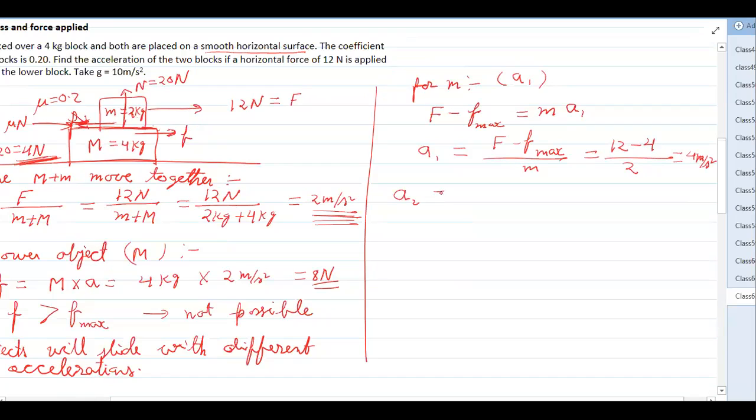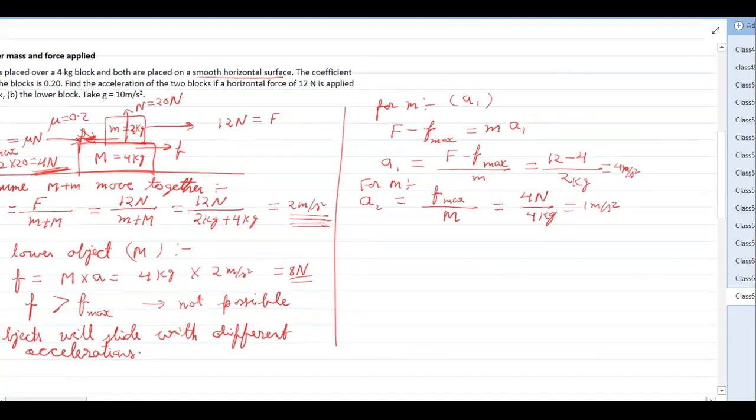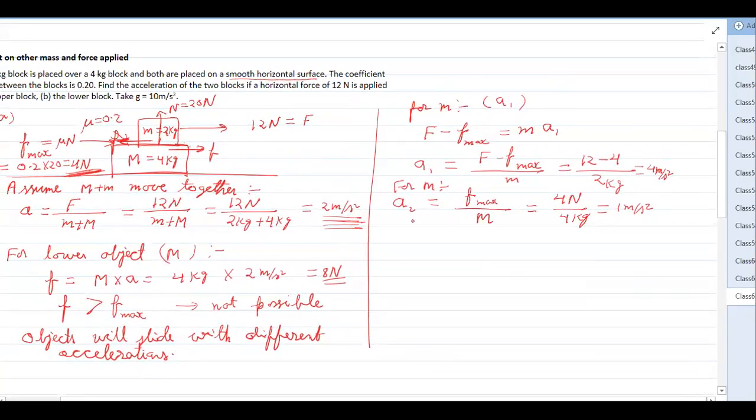For the lower object, for capital M, there is only one force in horizontal, that is friction. So friction, at maximum value, divided by capital M mass. So friction is 4 Newton divided by 4 kg. So it will be 1 meter per second square. So what we are getting is the upper object accelerates at 4 meter per second square, and the lower object accelerates at 1 meter per second square.